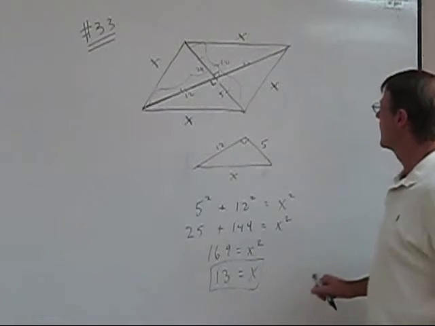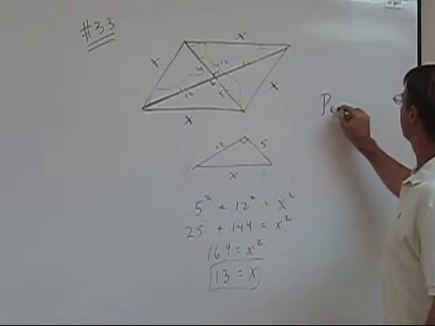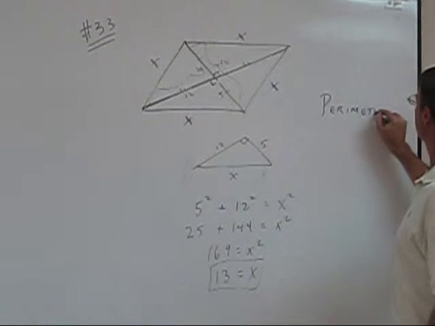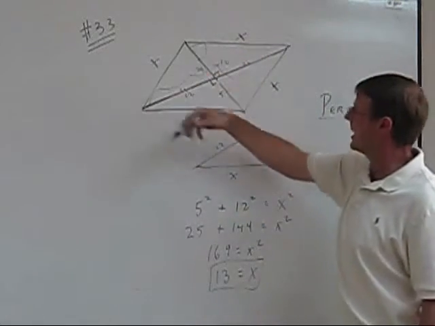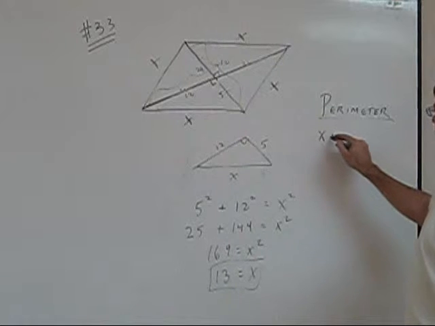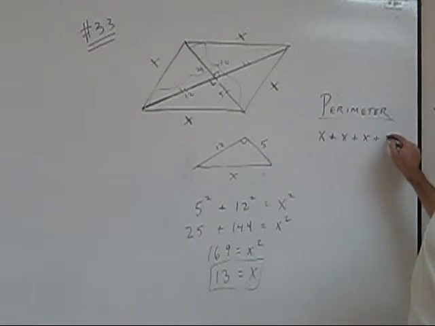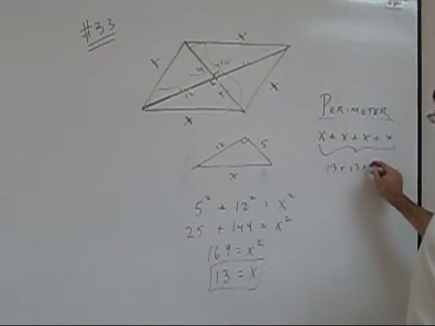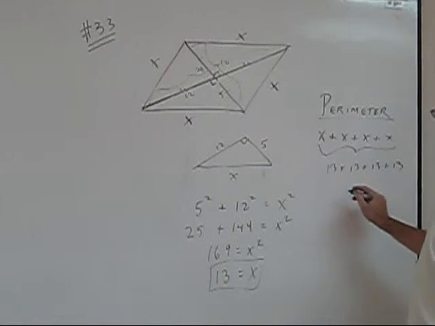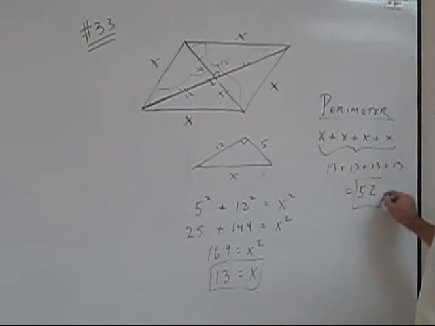So now I know x. The perimeter, that's where I add up all the lengths of the outside. So I have x plus x plus x plus x. That's equal to 13 plus 13 plus 13 plus 13, and that's equal to 52. So there's your perimeter right there.